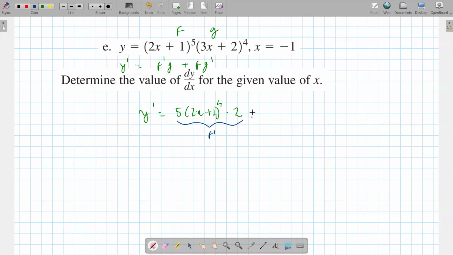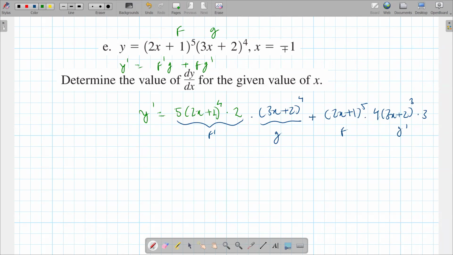We multiply this with the original g as it is, so times 3x plus 2 to the power of 4. So that's f prime times g, plus f by itself, 2x plus 1 to the power of 5. This is f by itself. What's g prime? 4 times 3x plus 2, to the power of 3, times 3, like that. And that is the entirety of our slope function.